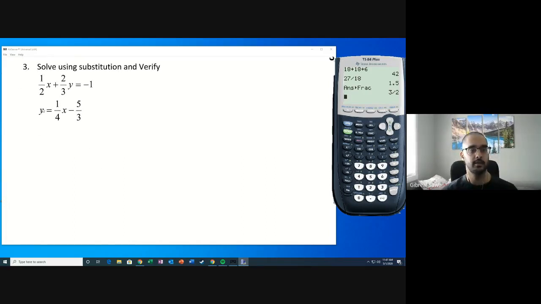Now, the second equation here is already solved for y. So what you could do is plug this expression right into that one and work just like we did before with the last two. However, I'm going to choose to show you how to get rid of these fractions just because it doesn't look very nice.